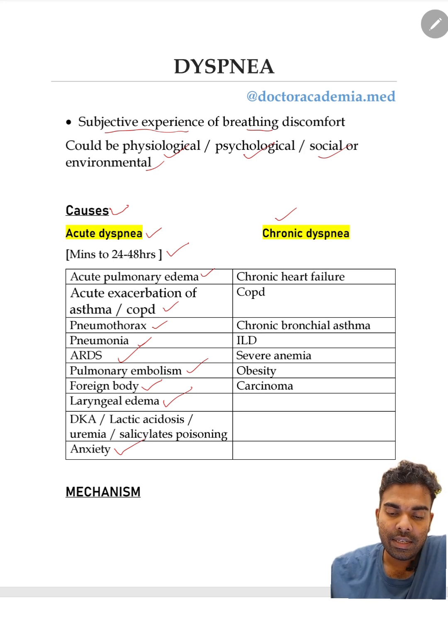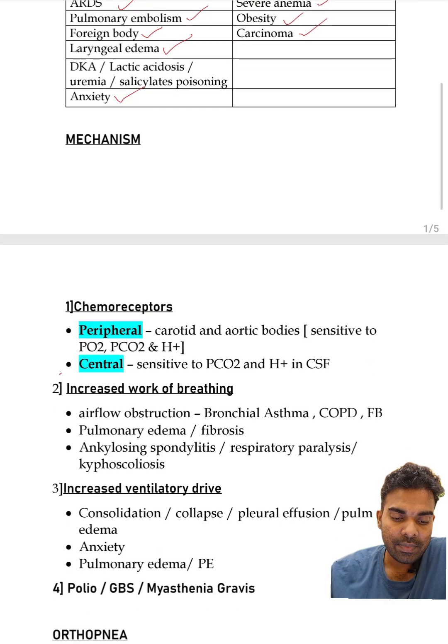What happens if it's a chronic dyspnea? The patient already has a chronic condition, like heart failure, long-term COPD, chronic bronchial asthma, ILDs, interstitial lung diseases, severe anemia, obesity, or it could be carcinoma. So, with all these causes, how is dyspnea actually happening? For that, we need to see its mechanisms.